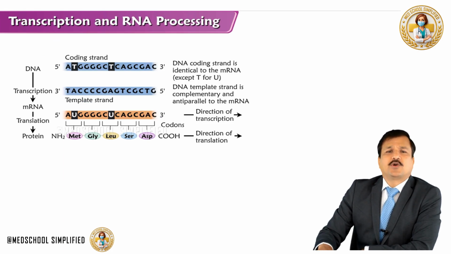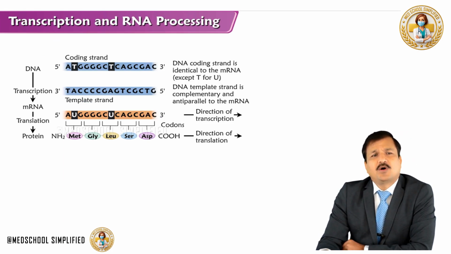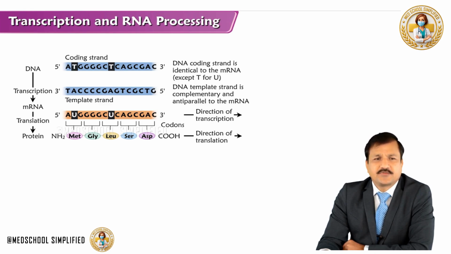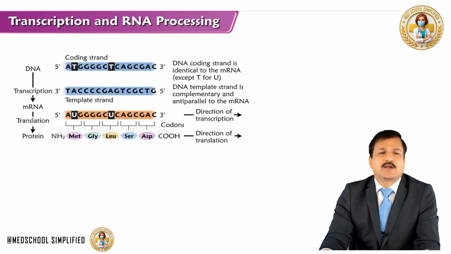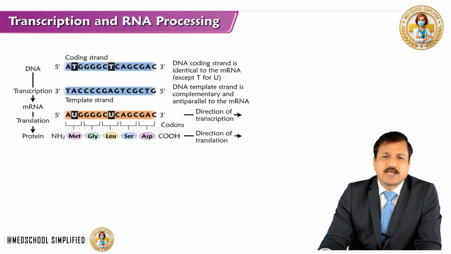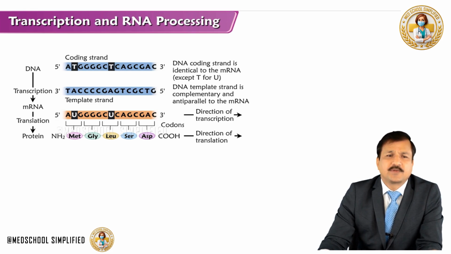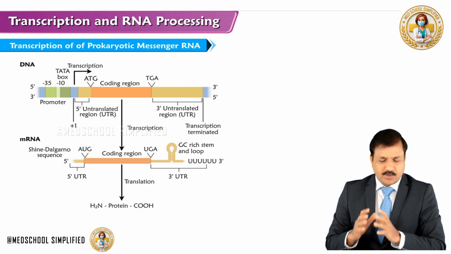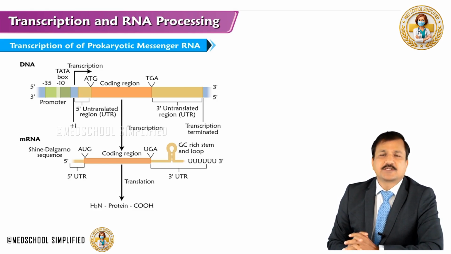For the case of a gene coding for a protein, the relationship among the sequence found in a double-stranded DNA, a single-stranded mRNA and protein is illustrated here in this figure. Messenger RNA is synthesized in the 5' to 3' direction. It is complementary and anti-parallel to the template strand of DNA. The ribosome translates the mRNA in the 5' to 3' direction as it synthesizes the protein from the amino terminus to the carboxy terminus. Now let me explain the process of transcription of prokaryotic messenger RNA.